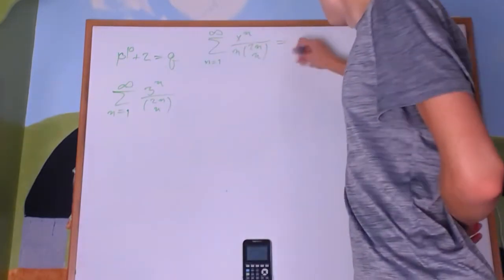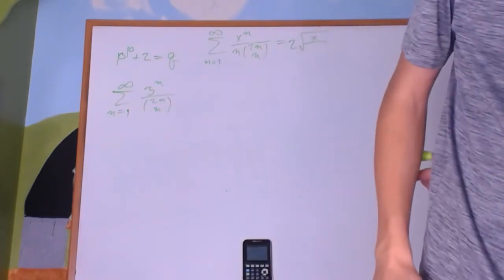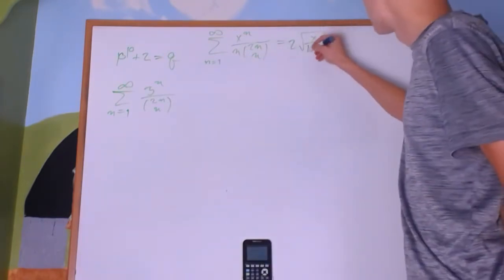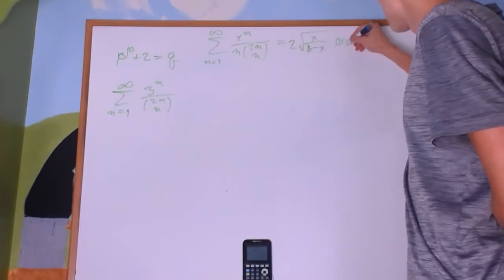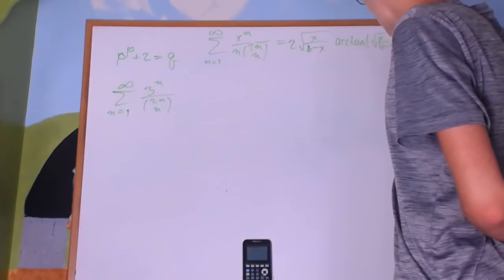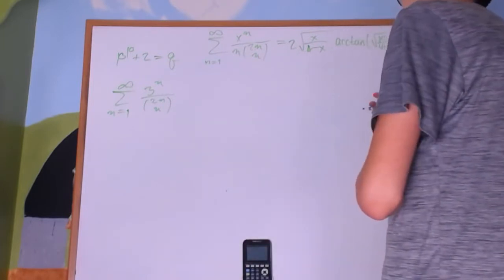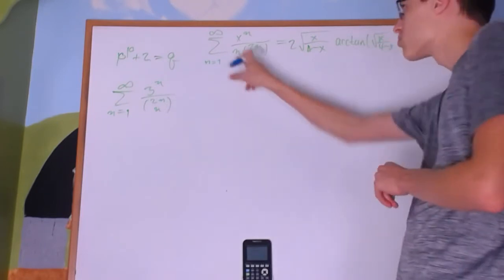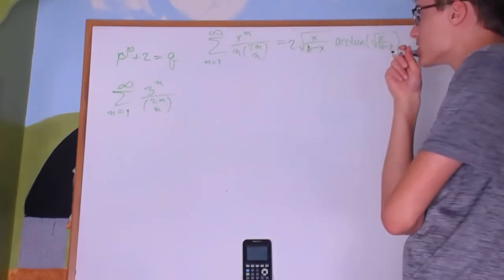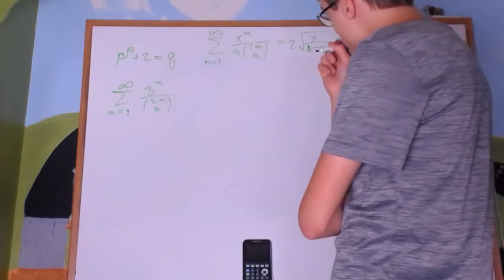2 rad x over 4 minus x arctan rad x over 4 minus x. Okay, so how do I relate the fact that that doesn't have an n in the denominator to this other one?